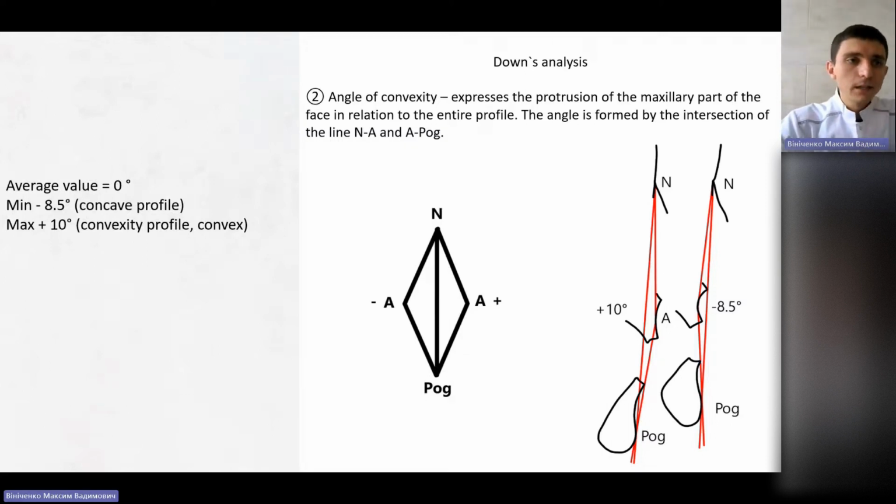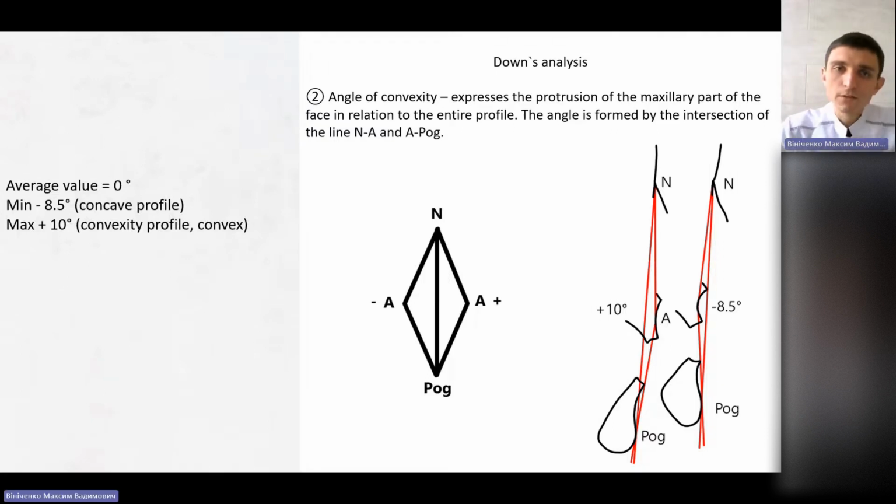If the patient has minus 8.5, they have a concave profile. So if you work with a patient, you can look at the extraoral photos, make this angle of convexity analysis, and you will see that this patient has a concave profile if the angle of convexity is minus 8.5 or more. If the patient has plus 10, we say that this patient has a convex profile.